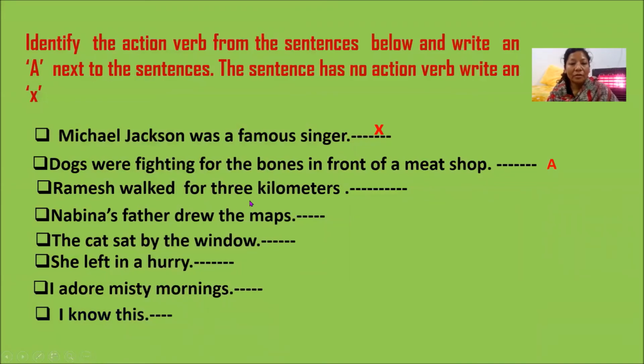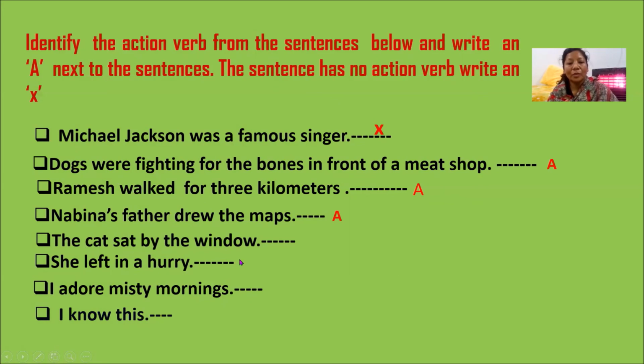Ramesh walked for 3 kilometers. Here walked, which one? Stative or action? Yes, action. Why action? Because he walked, physical activities involved. And Navina's father drew the maps. Here is also action. Why action? Drew, physical activities involved. So it shows action.